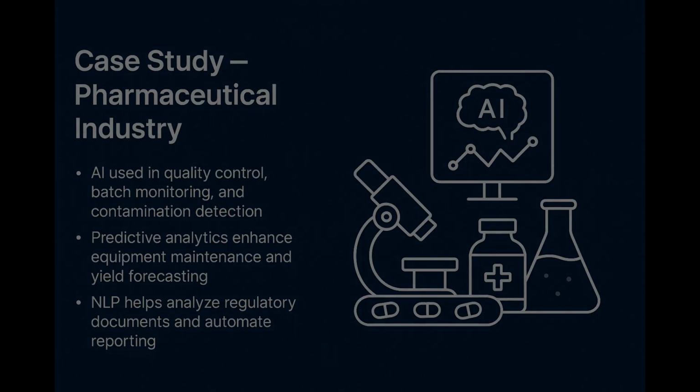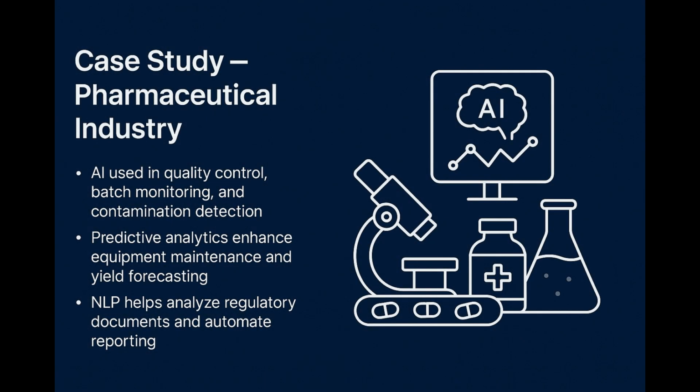In the pharmaceutical sector, quality, compliance, and traceability are everything, and AI is playing a vital role in meeting those demands. AI-powered vision systems are now used to inspect blister packs, vials, and labels with extreme precision, detecting contamination, fill-level errors, or misprints that might compromise safety.